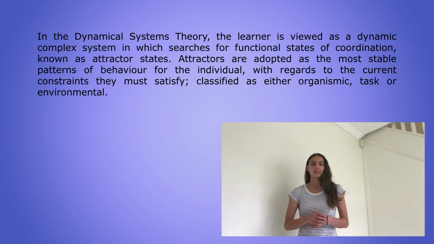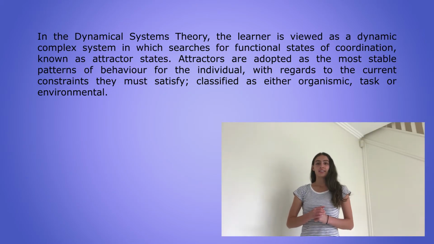In the dynamical systems theory, the learner is viewed as a dynamic, complex system which searches for functional states of coordination known as attractor states. Attractors are adopted as the most stable patterns of behaviour for the individual with regards to the current constraints they must satisfy, classified as either organismic, task or environmental.